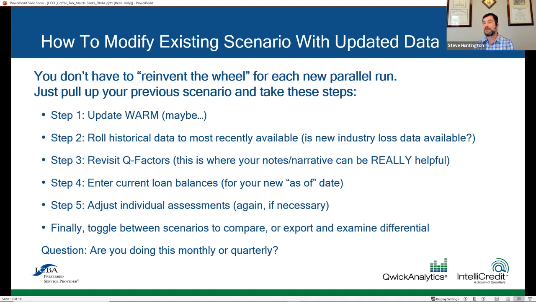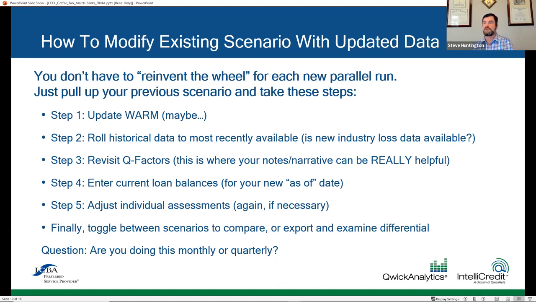However, you probably spent a good deal of time your first time around calculating your warms, intelligently going through your segment by segment and making qualitative factor adjustments, both internal and external, plugging in some information about individually assessed loans, and then managing some of the unfunded commitment section. So you don't have to redo that work each time. You can pull up an old scenario and then follow these steps.